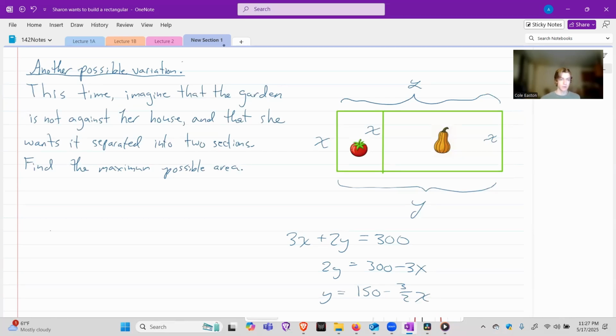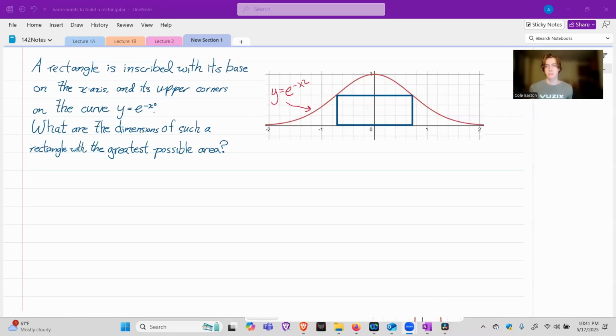So then when we go to find our area, we have area equals X times Y, equals X times (150 minus 3 halves X), which is 150X minus 3 halves X squared. And then we'd go ahead as before, taking the derivative of that, setting it equal to 0, and finding the X that maximizes that, and then multiplying that by the Y that we get from that X, which is 150 minus 3 halves X. Here's our next question.